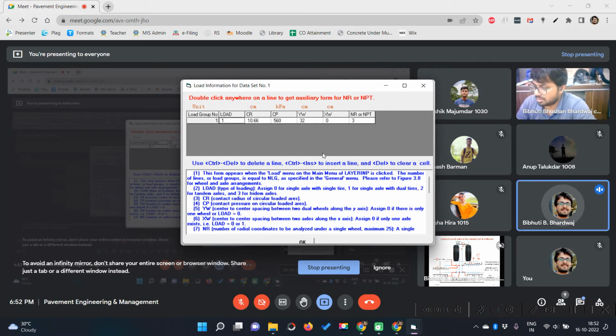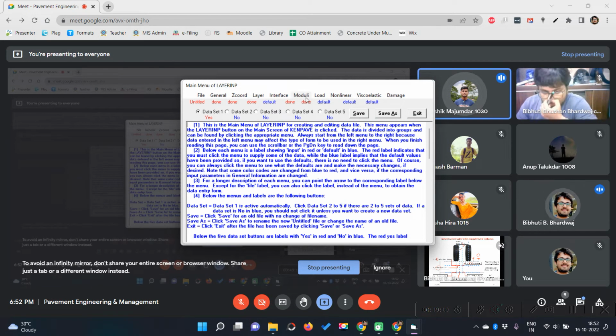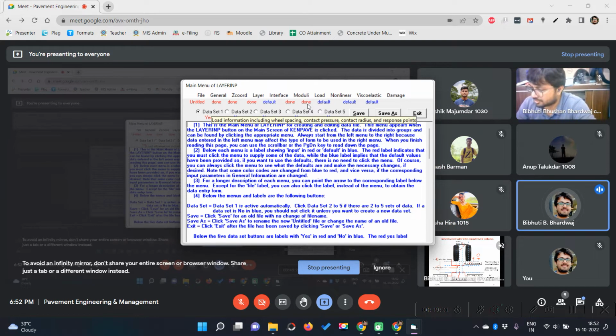Okay. Now done. Are you seeing the screen now? Again, you have to click OK. Sir, the X points will be 0? Yeah, x points are 0 because if it were multiple axles, we would have considered the other wheels also. Single axle, so there is no x direction. Okay, so now the general is done, z coordinate done, layer done, modulus done, load done.